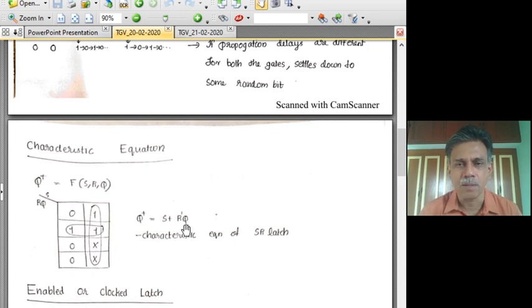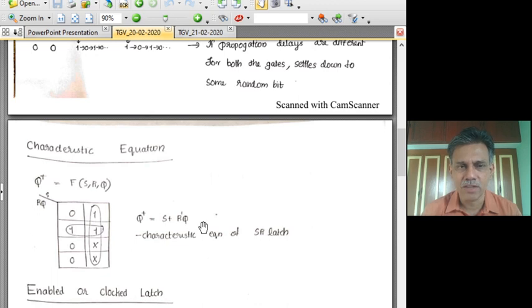And because the epsilon, the delay for settling, varies from latch to latch depending upon the technology, conveniently we drop that epsilon and simply call it Q at time t plus, and even drop t and simply call it Q plus. So Q plus simply means the next state, or the new value to which the latch will settle down, where Q corresponds to the old state before the change in the value of S and R.